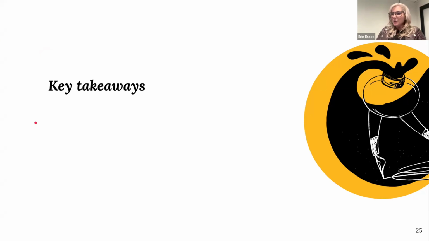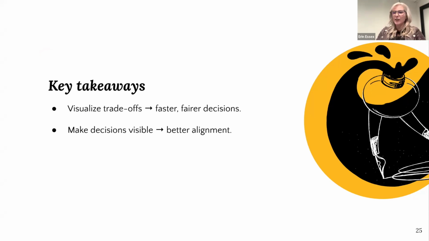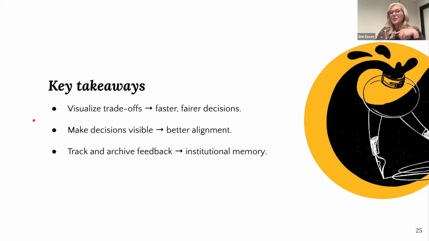All right, so key takeaways here: visualizing trade-offs will lead to faster and fairer decisions. Making decisions visible is really important for better alignment, and tracking and archiving feedback creates institutional memory and also helps you. I have memory issues, so this helps me a lot, but it really helps people just jump into your file and find answers that they need right away.